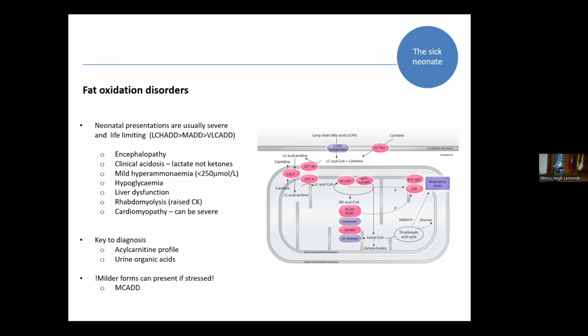They often have a mild hyperammonemia. They often have hypoglycemia when stressed. And again, we talked about multi-organ function. So liver dysfunction, they can have muscle involvement with rhabdomyolysis. And for some of these children, cardiomyopathy can be a real problem, and that can be life-limiting. Again, we look at metabolites to get an exact diagnosis.